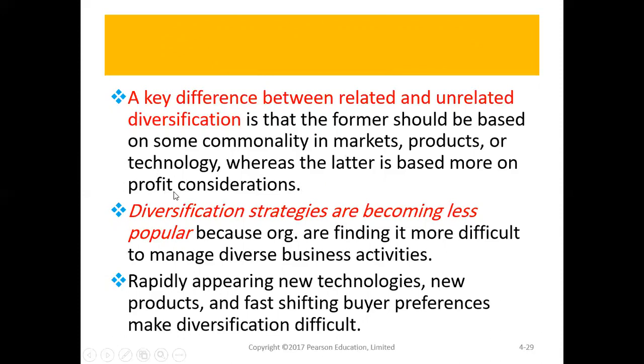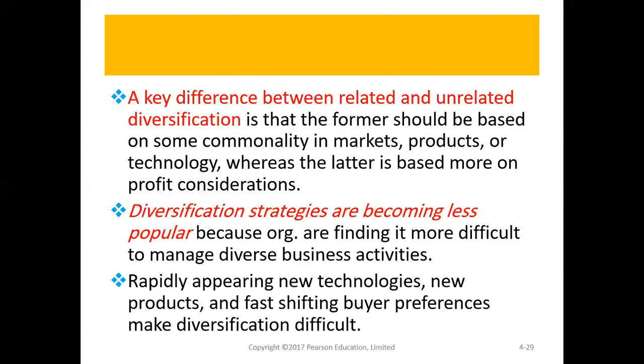So what you are looking at more is profit consideration. So that's when you acquire an organization that might be losing, but you know that with your technology, with your capital investment, it will give you a higher return. So that's a key difference between related and unrelated. Related, based on you have common markets, common products or technology, while for unrelated, you are making mostly based on your profit consideration.